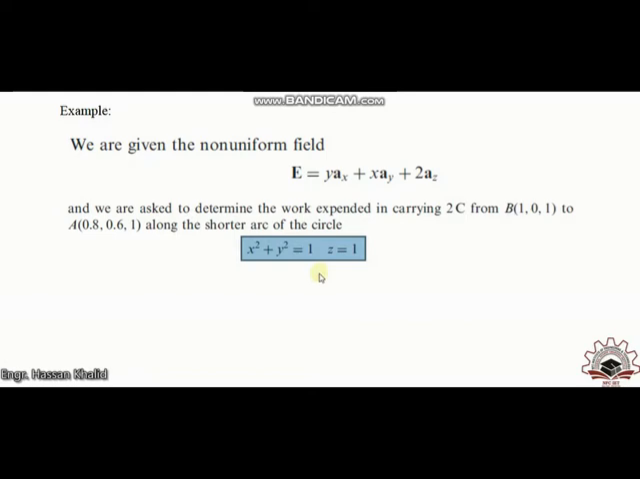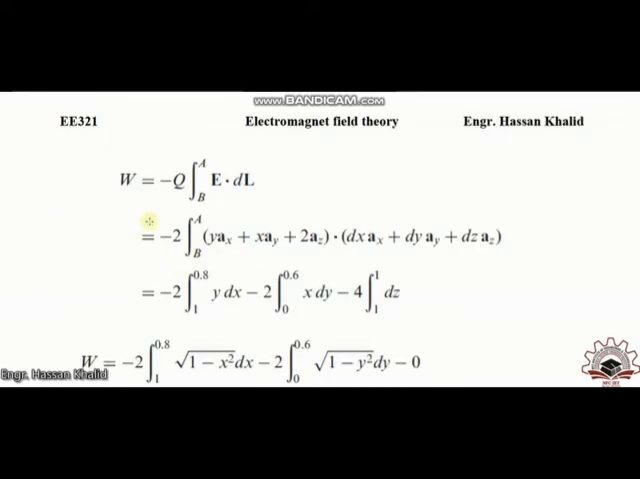That means that the radius of this circle is 1, and that cuts at z equal to 1. Now let's try to use this equation and find out the total work done. The work function, total work done, is equal to the negative of the charge, the integral from B to A, and the dot product of the electric field intensity in the given direction.